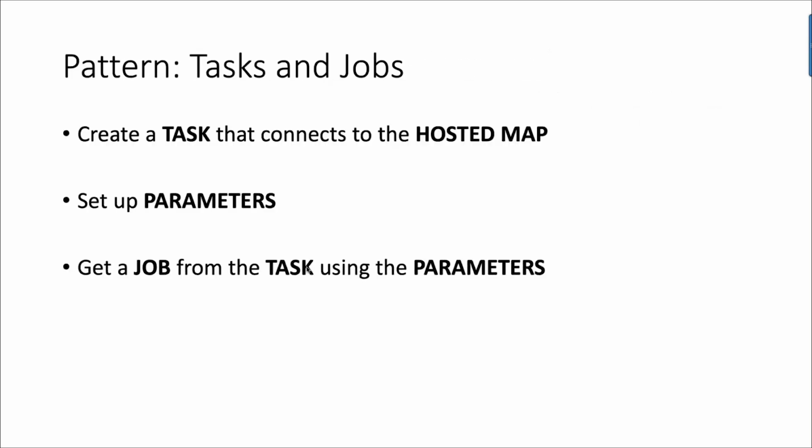Now, this is a key pattern in a lot of offline work with runtime, and actually is a key pattern throughout runtime with long-running processes. You can have a task, and the task is the thing that connects the runtime to the remote service. It has methods on it to create different kinds of jobs depending on what you want to do. So you set up parameters and you get a job from the task using the parameters. And then you simply start the job, monitor it, wait for it to finish, and then take suitable action.